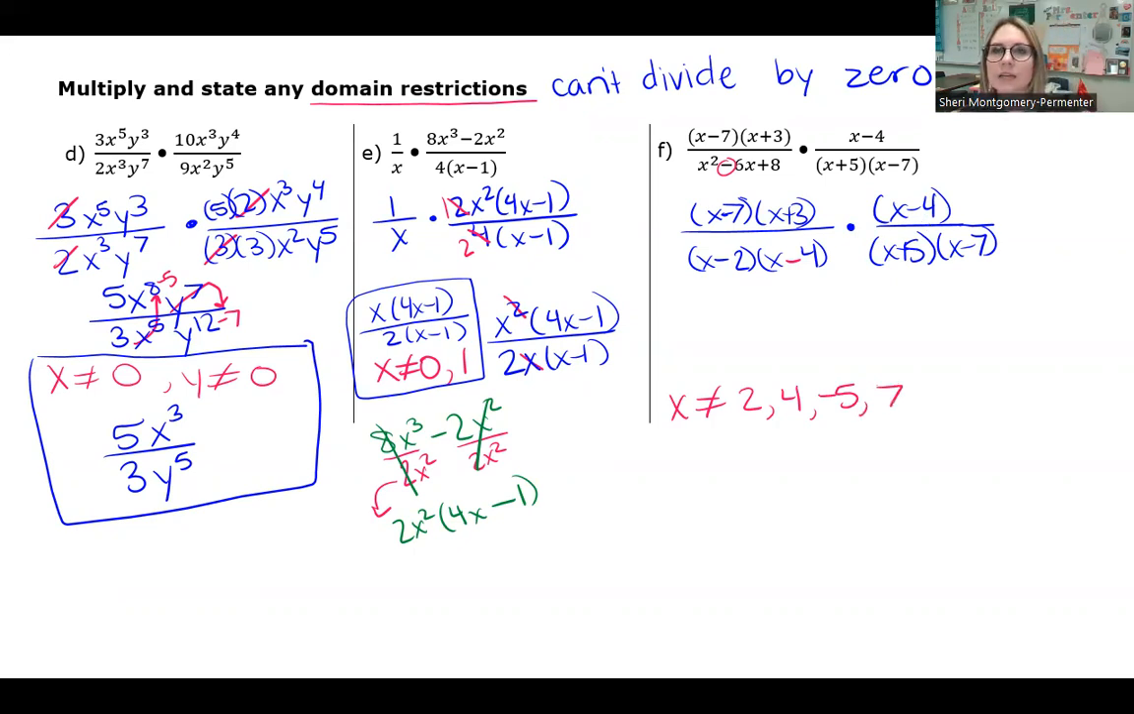And then I'm going to look for any common factors. Does x minus 7 match up with anything on the bottom? I see it over here. So that has a pair, I can mark it off. The x plus 3, does it have a pair? Nope. X minus 4. Yeah. All right, then I write down what I have left.